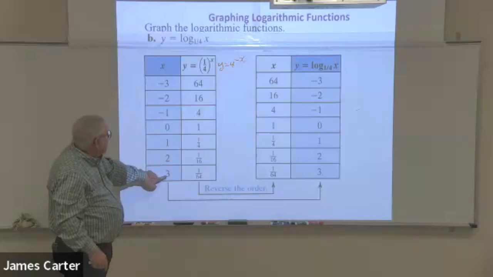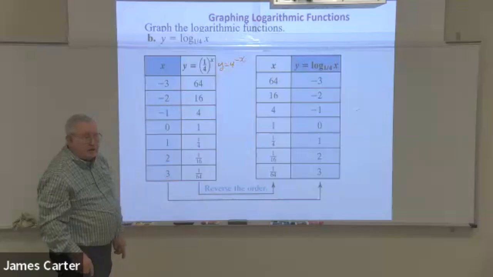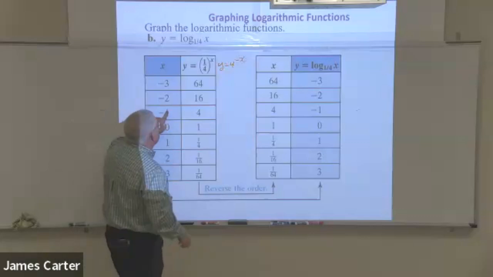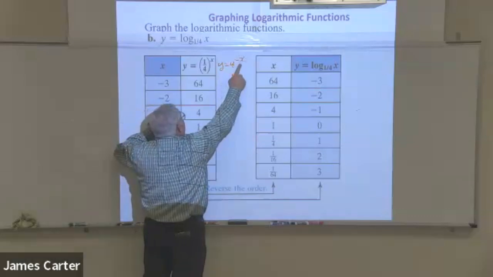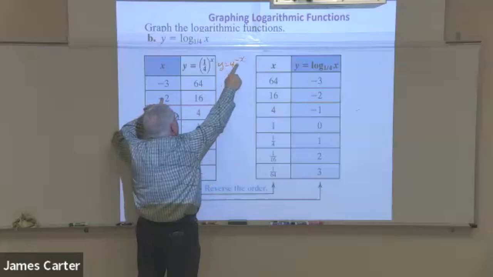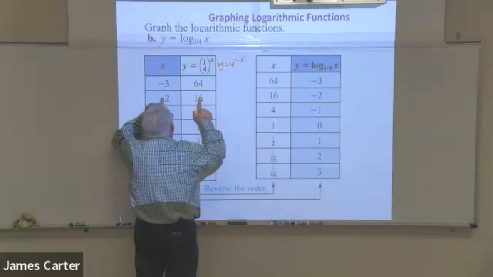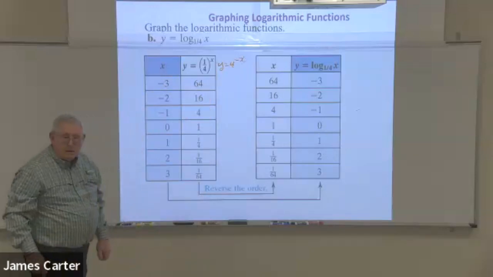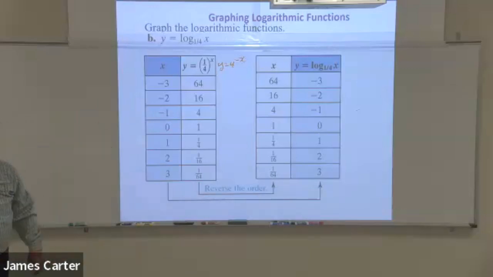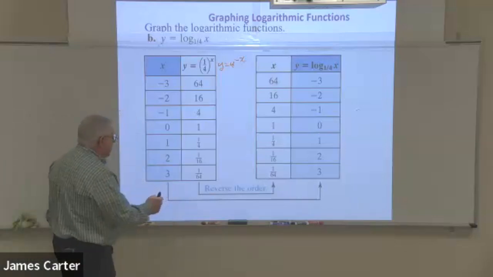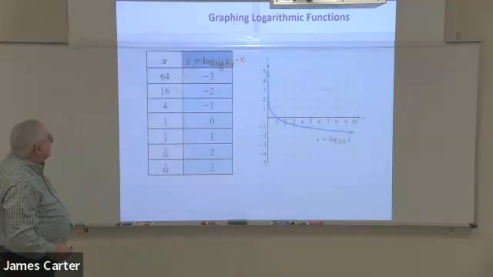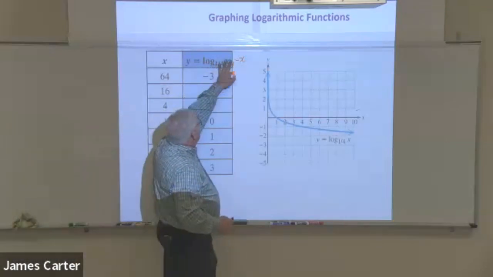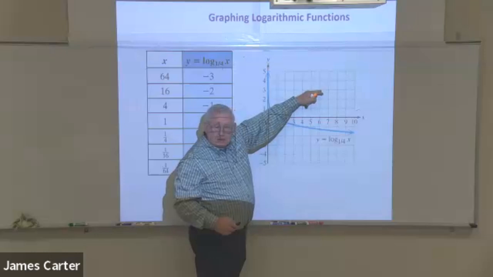2 to the third is 8. 4 to the third is 64. And then you have to flip it because of the negative. On these, if it's -1, the negatives cancel. 4 to the first is 4. The negatives cancel. 4 to the second is 16. The negatives cancel. 4 to the third is 64. Then you flip them and you graph it. So here's the graph of this thing, like that. Remember the one before went up like this?